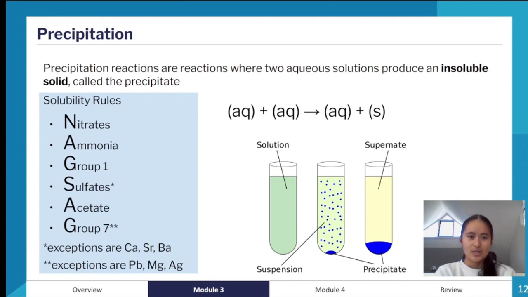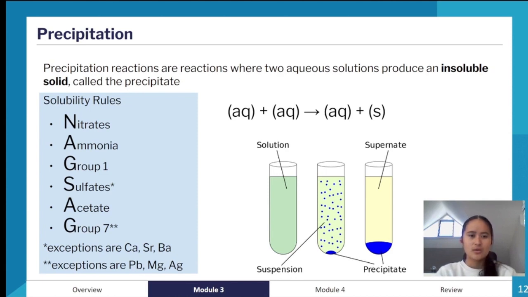a precipitation reaction. So this is when the reaction between 2 aqueous solutions produce an insoluble solid, and this is called the precipitate. So if you look at the little image, the precipitate is that blue stuff at the bottom, and the equation, when you have the states in the equation, it should be 2 aqueous makes an aqueous and a solid. And a common question when it comes to precipitation is identifying what product will be the precipitate, which will be the solid. And to do that, you use your solubility rules.